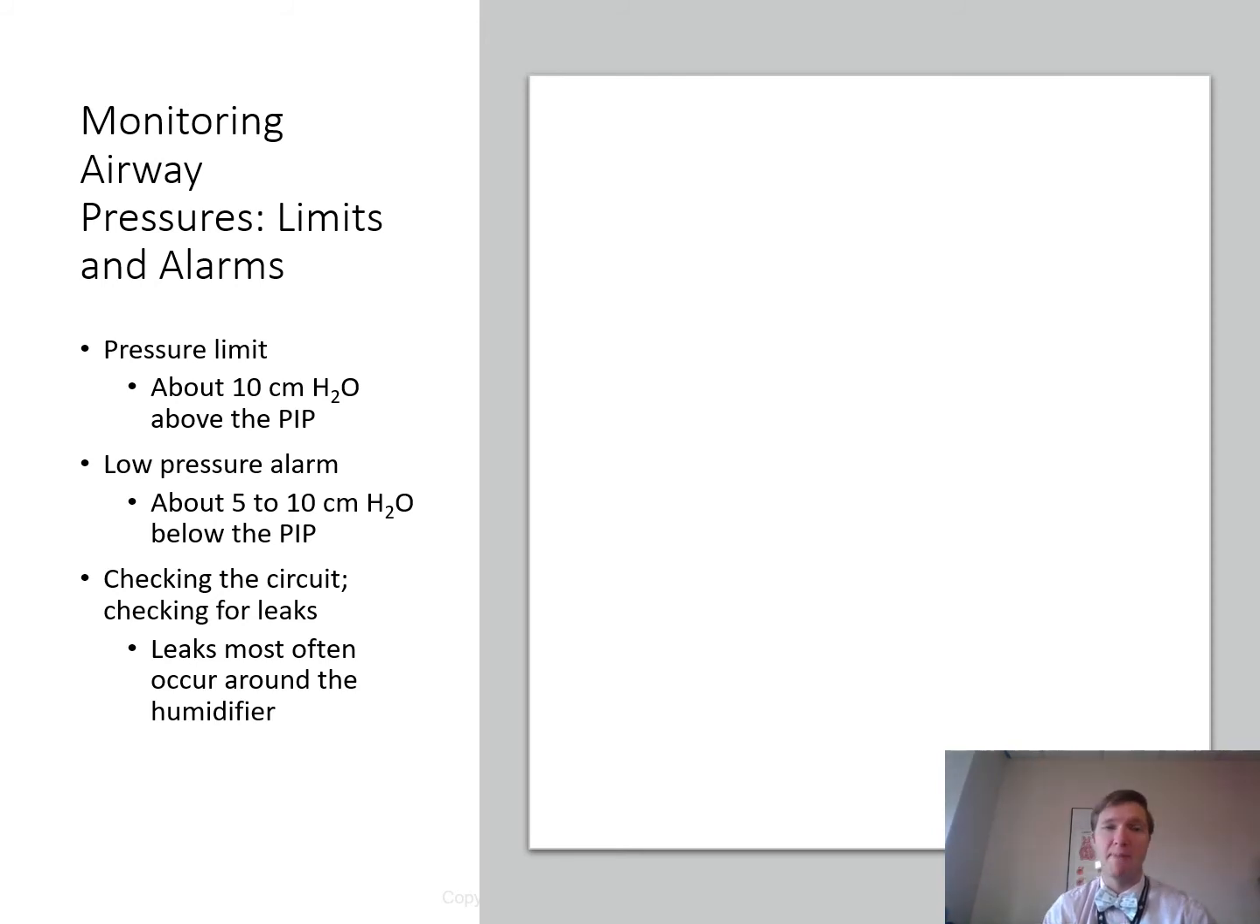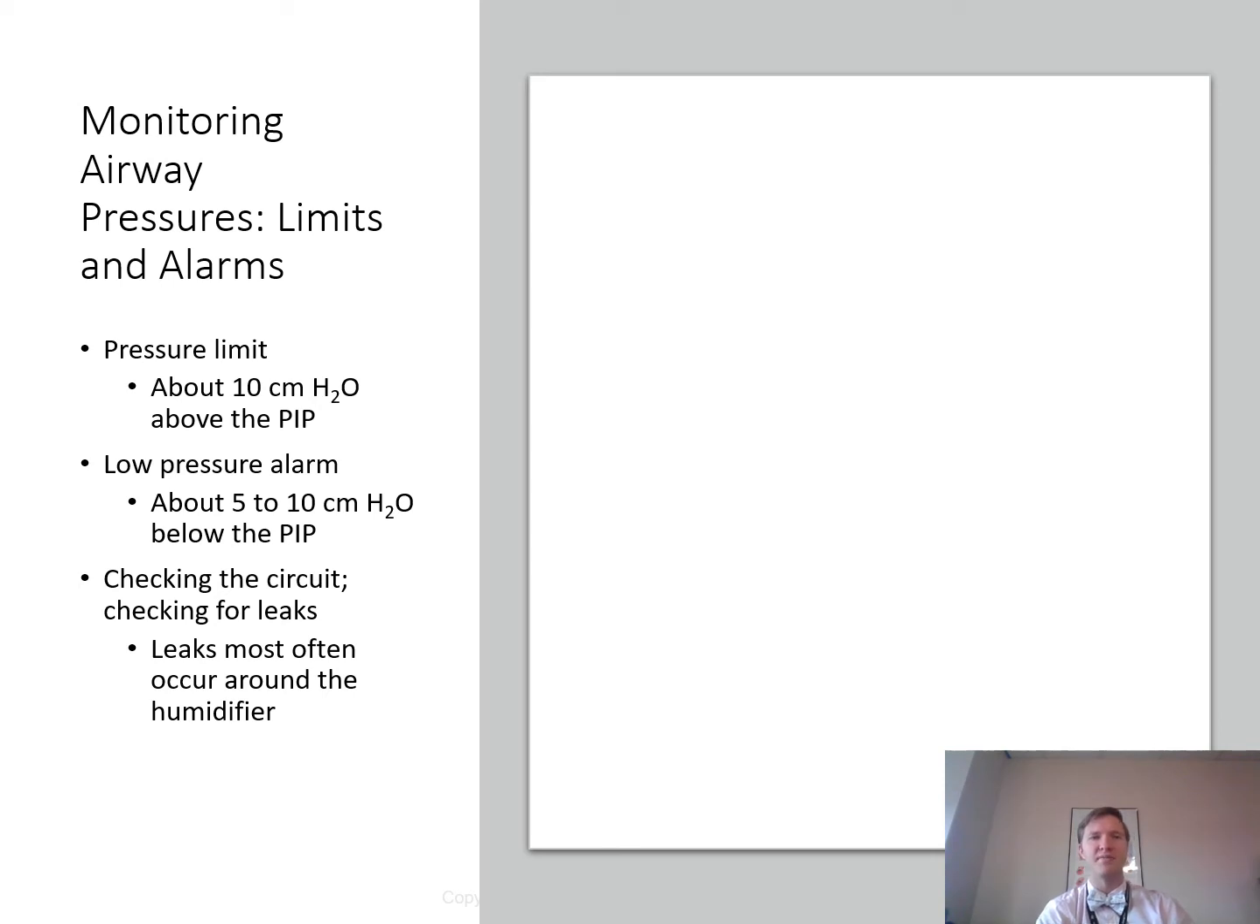All right, let's talk about monitoring airway pressure limits and alarms. Alarms are pretty important. Make sure the alarms are functional. That's something that we're going to check every time we go in and see that patient. Audible and visual alarms are activated if the PIP exceeds the set limit, usually about 10 centimeters of water above the PIP. Activation of the high pressure limit alarm ends inspiration. It'll cut the breath off. It'll terminate the breath to avoid causing damage to the lung.